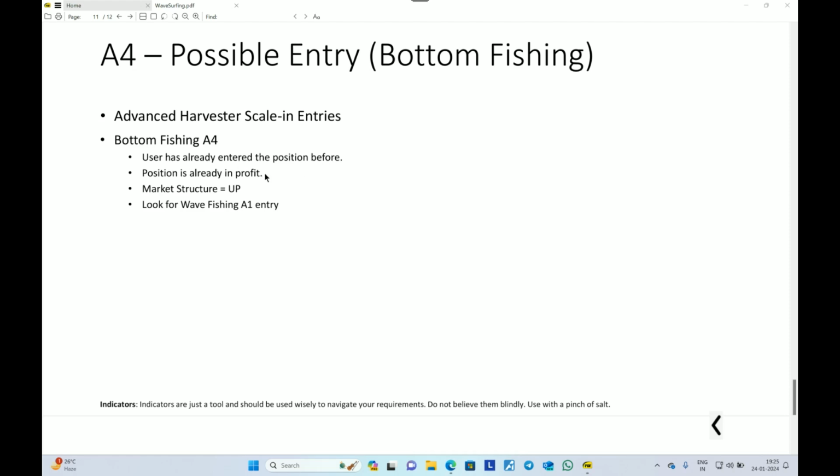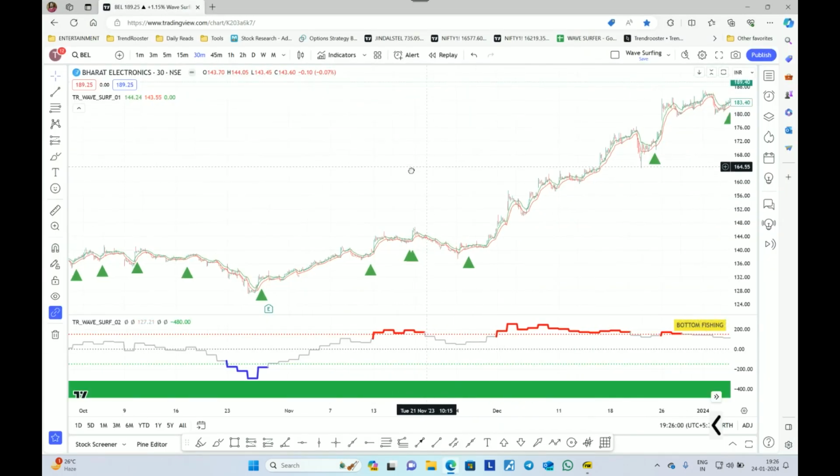Okay. I wanted to repeat again. Do not scale in when on a losing position. Okay. Only on a profitable position. The market structure is up. Look for a wave fishing A1 entry. Okay. So in this, we're going to deep dive into the charts now. Let me bring up the chart.